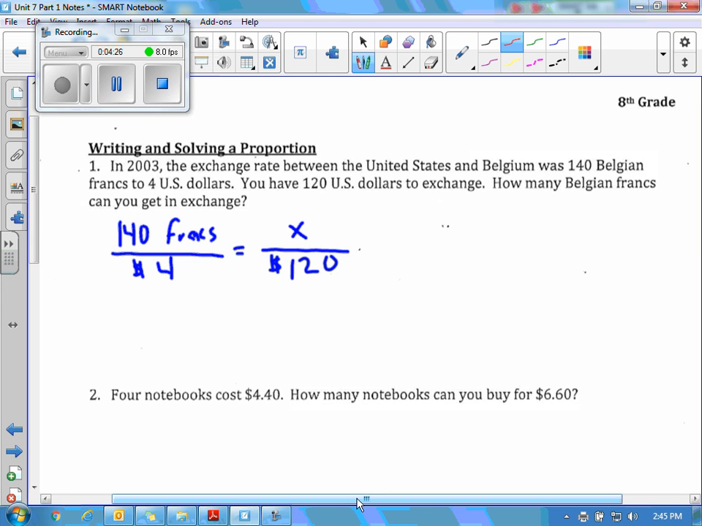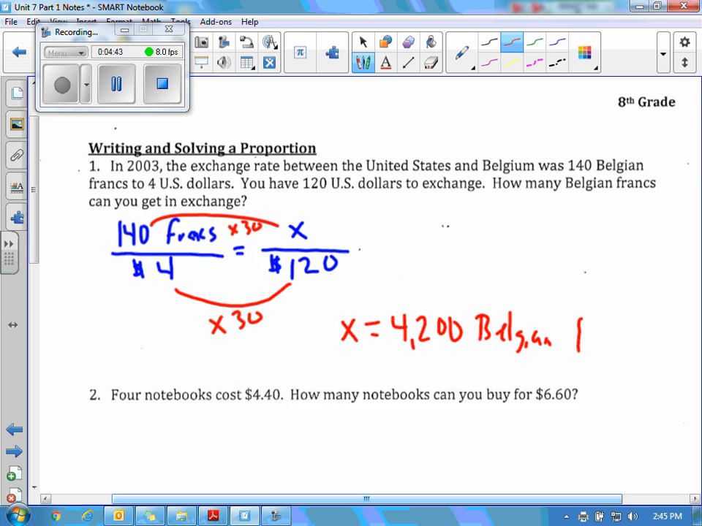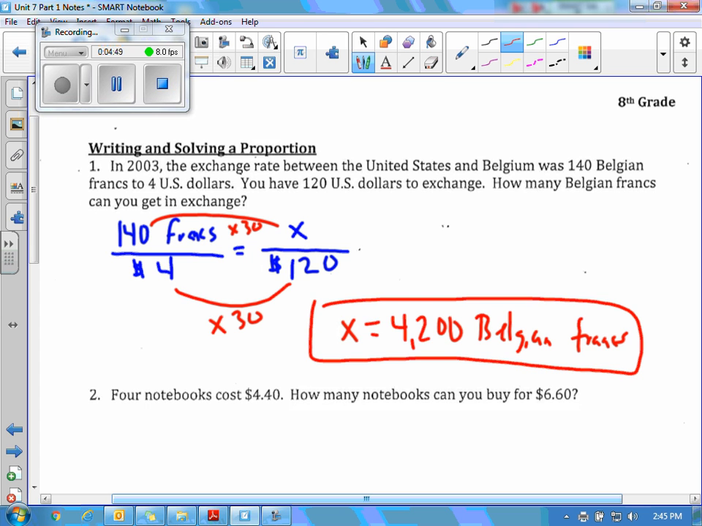I'm going to say that I know to get from 4 to 120, I'm going to multiply by 30, which means I'm also going to multiply 140 by 30. When I multiply 140 by 30, I wind up with 4,200, and I know those are my Belgian francs. So what I figured out is that 120 US dollars is equivalent to 4,200 Belgian francs.